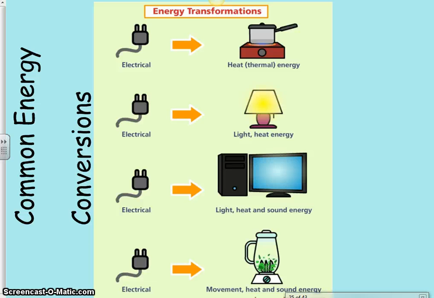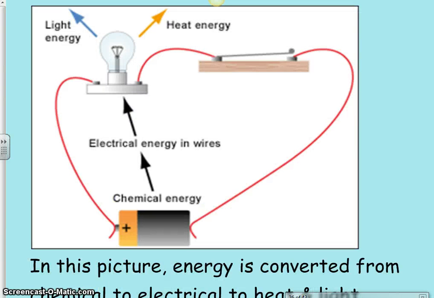Here are some more examples of common energy conversions. In these examples, the column on the left shows electrical energy being transformed into things like heat or thermal energy, light energy, light, heat, and sound, like we would get from a computer, and movement, heat, and sound, like we would get from a blender. This picture is another form of energy conversion. In this picture, energy is converted from chemical to electrical to heat and light energy.